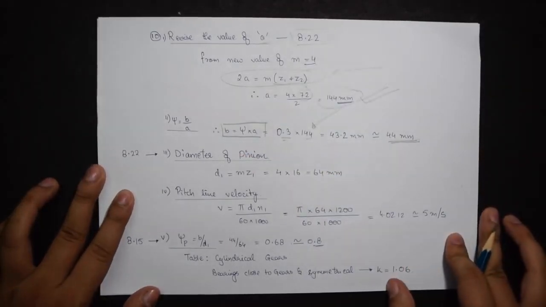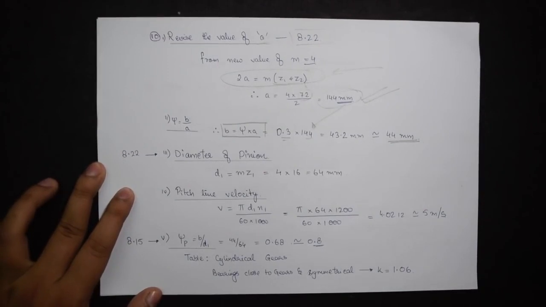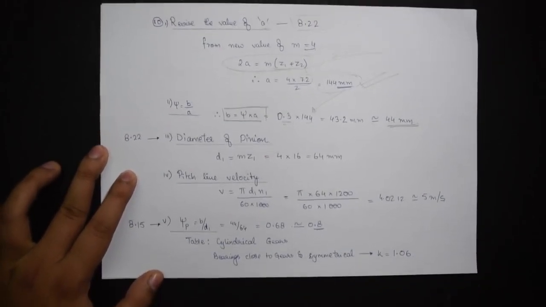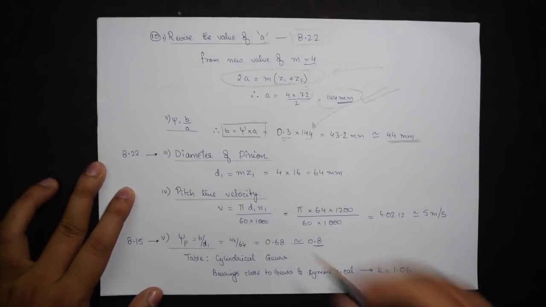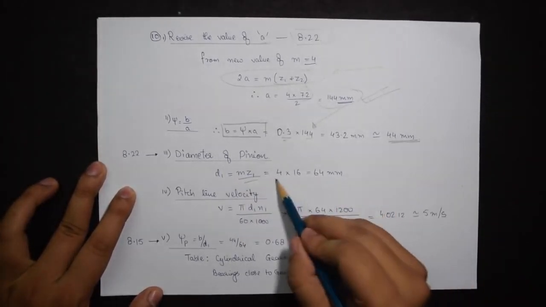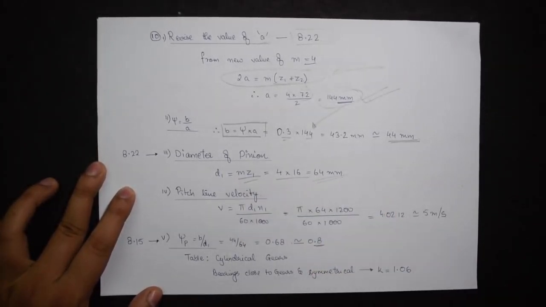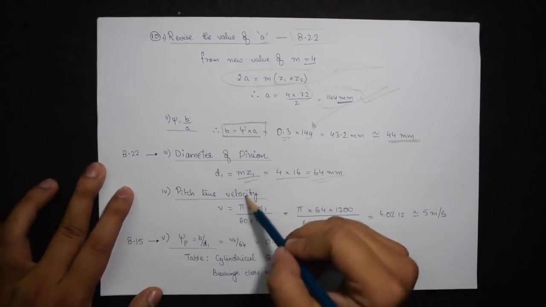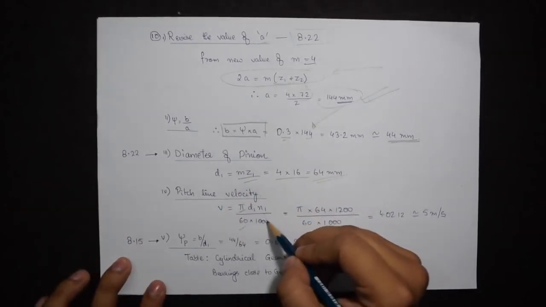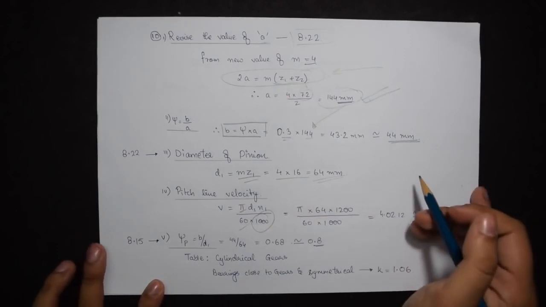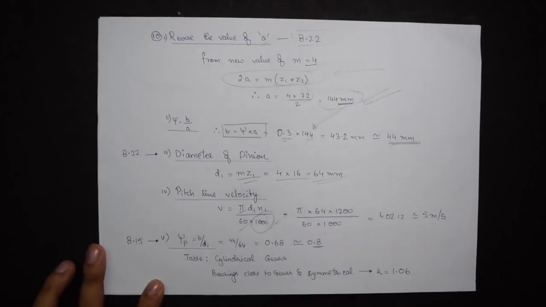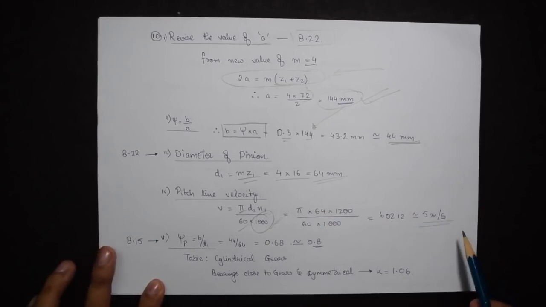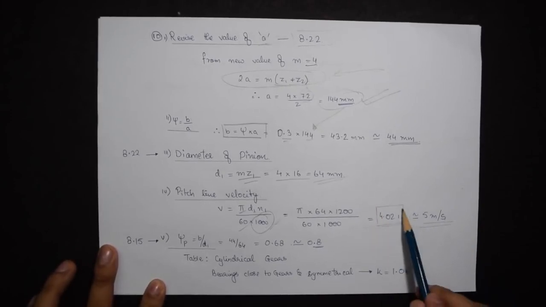I also need the diameter of the pinion, again given on page 8.22. So D1 is equal to M times Z1, or 4 into 16, that is 64 mm. Pitch line velocity V is equal to pi D1 N1 divided by 60 into 1000. I have divided the equation by 1000 to convert the D from mm to meters, so that my final answer is in meters per second. So here I get a value of 4.02, which I can round off to 5 meters per second.